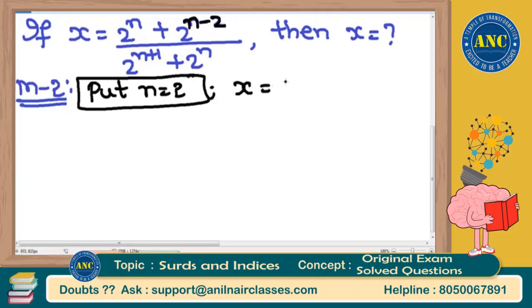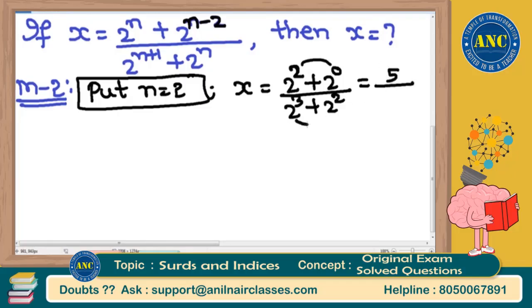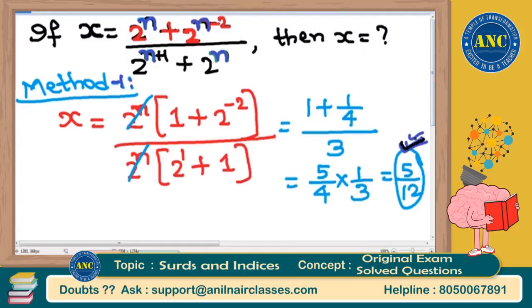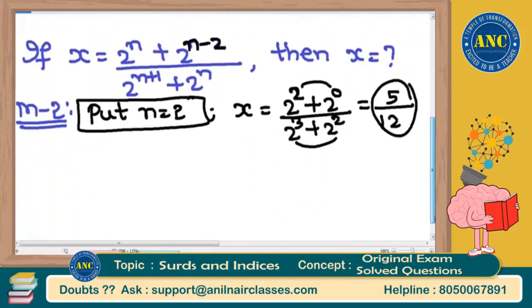N is equal to 2. The x value is 2 square plus 2 power 0 divided by 2 cube plus 2 square. Can I say that this is 4 plus 1, which is 5, divided by 8 plus 4, which is 12? Directly you get the answer. You got it as 5 by 12 in method 1 also.